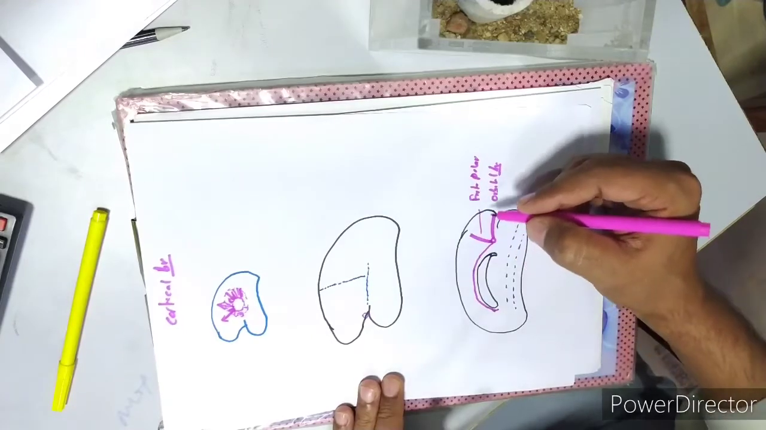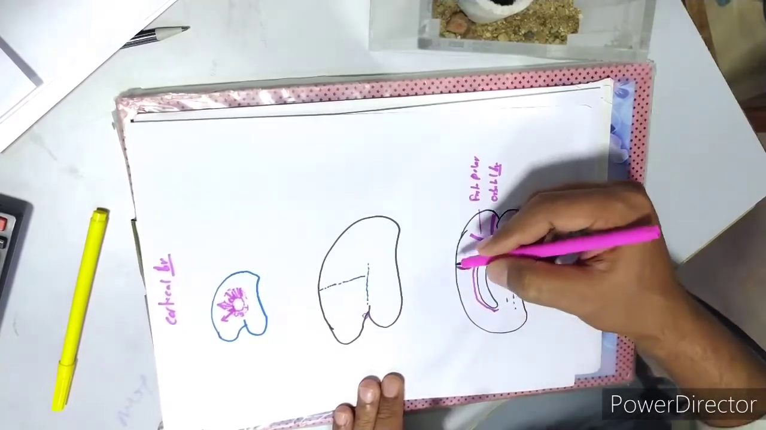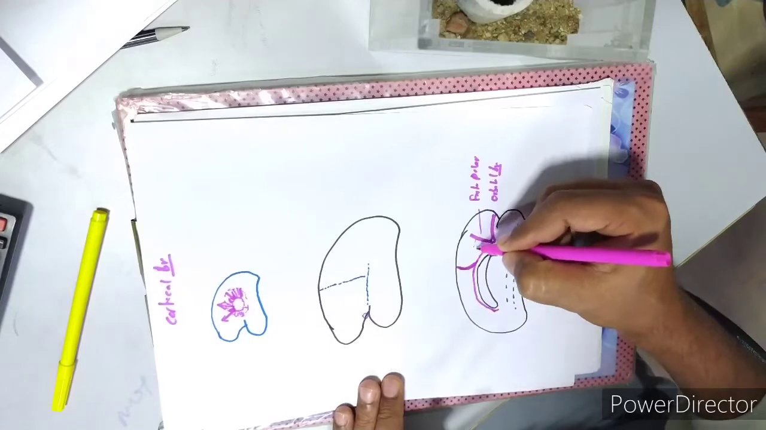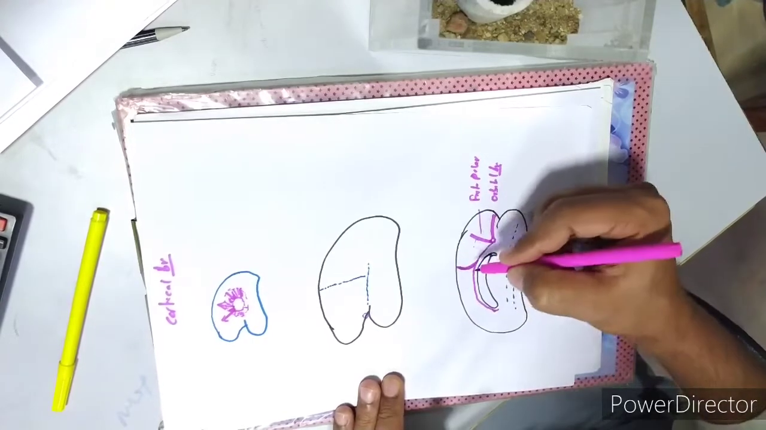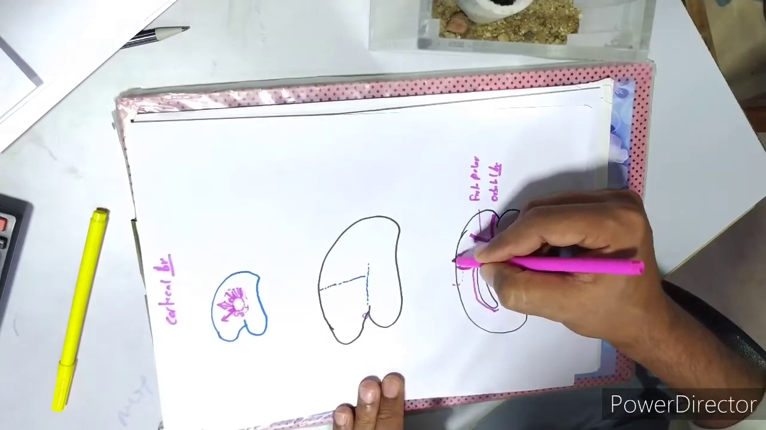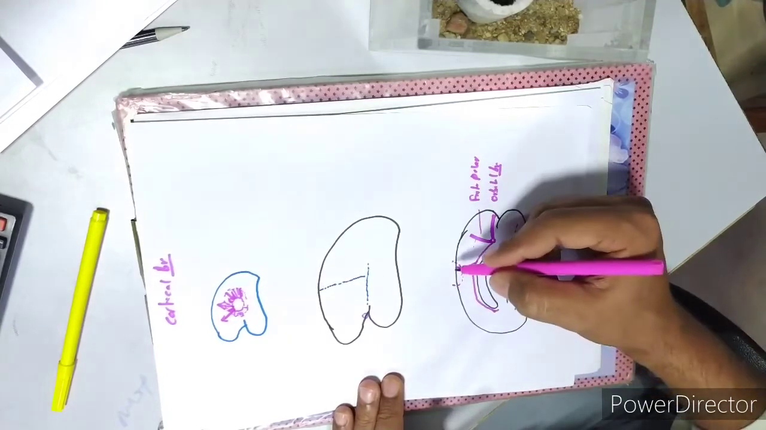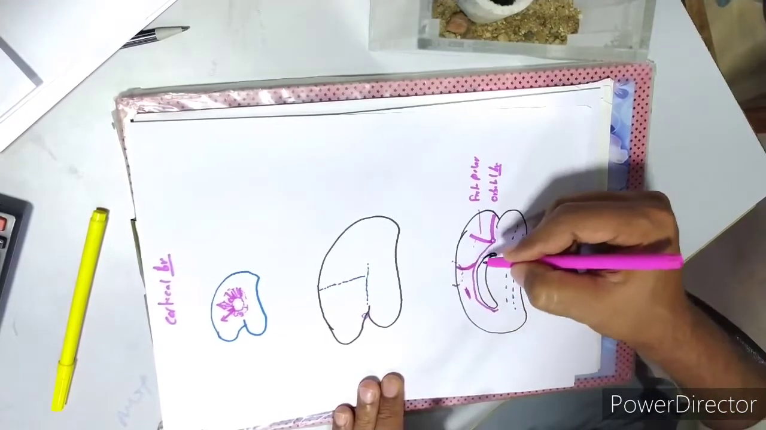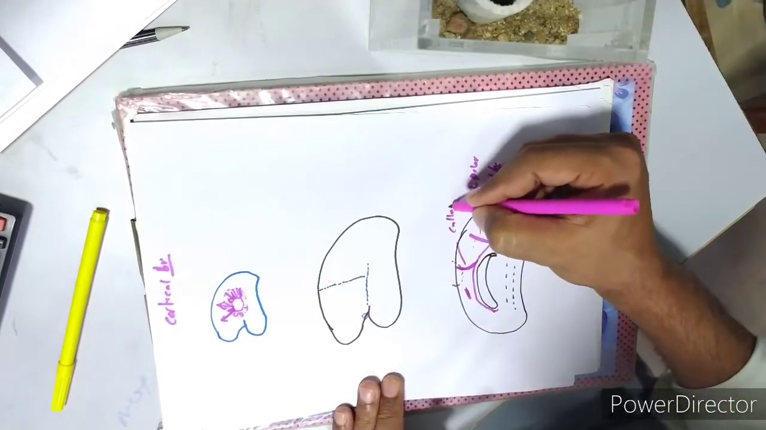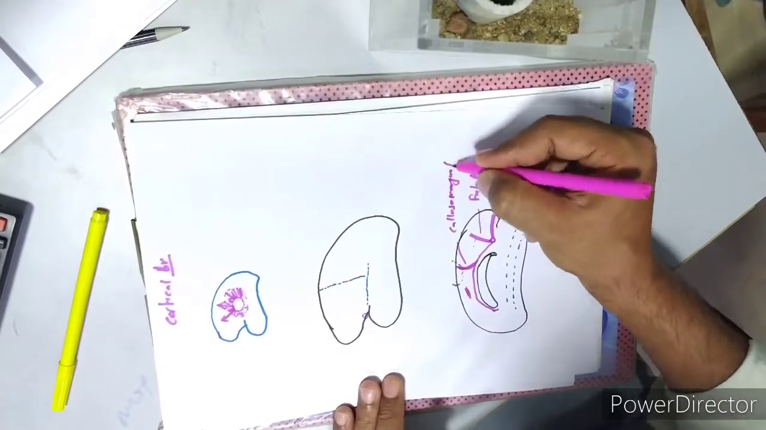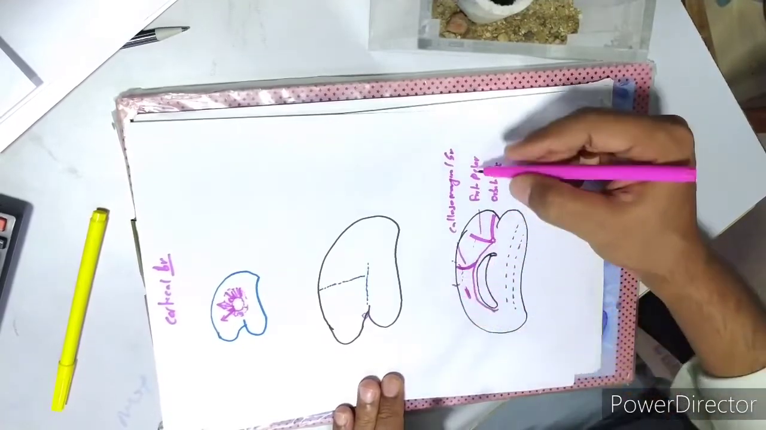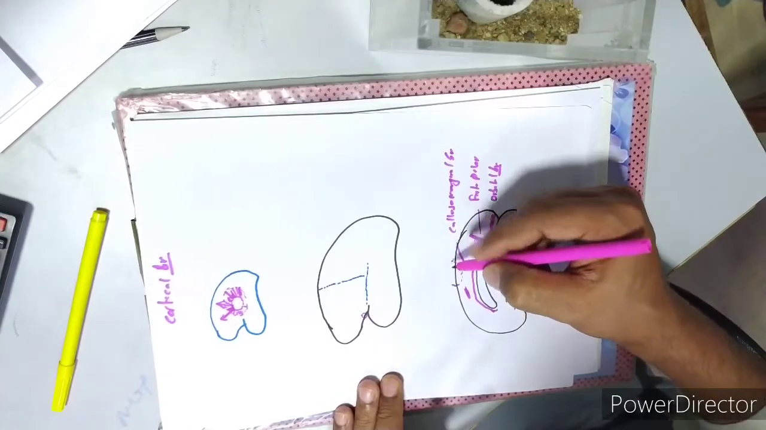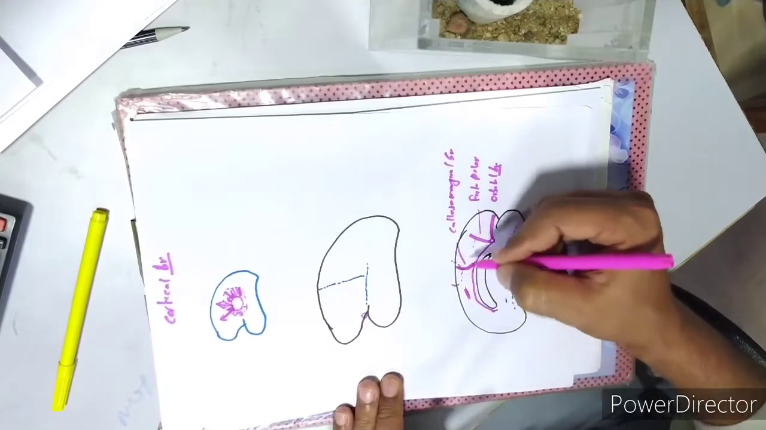Then the callosomarginal branch. This callosomarginal branch supplies the medial frontal gyrus, here, and the paracentral lobule and the precuneus. This area is known as the precuneus. So the callosomarginal branch supplies the middle frontal part, the precuneus part and the paracentral lobule.